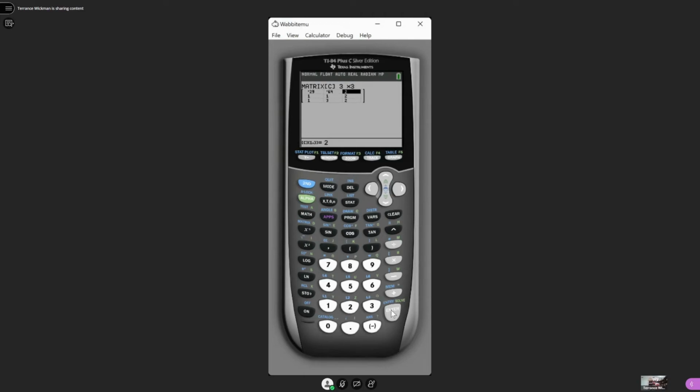Correction, this is not a 3 by 3. Let's go back up. This is a 2 by 2. There we go. Those are all correct. Now I put in 43 and 92. The neat thing about this system is if you make a mistake, you just go up there and edit over it.